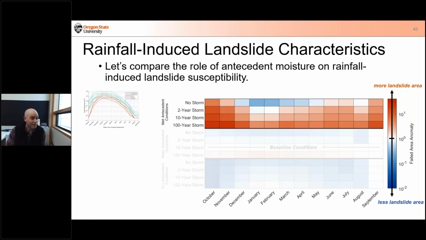If we look at wet conditions, we know that there's quite a bit of red. There's quite a bit more landslide area occurring, at least for this given threshold of susceptibility. And really, the only cases with less landsliding tend to be a 2-year storm or no storm at all.